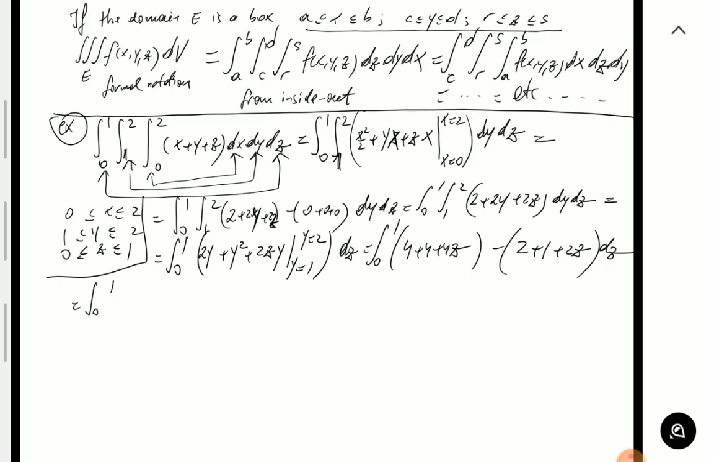Simplify further, we get 4z minus 2z, that makes it 2z, and then the constant is going to be 8 minus 3 plus 5. And finally the last integral will be z squared plus 5z between 0 and 1. That makes it 6.